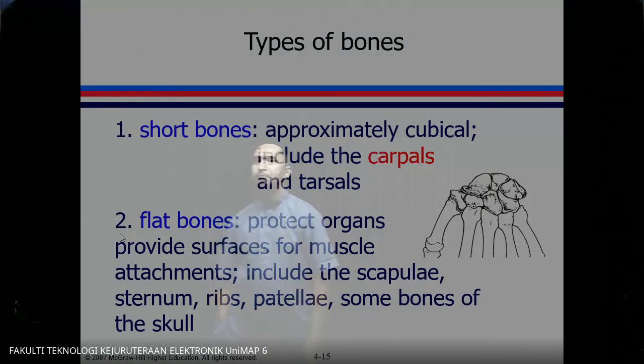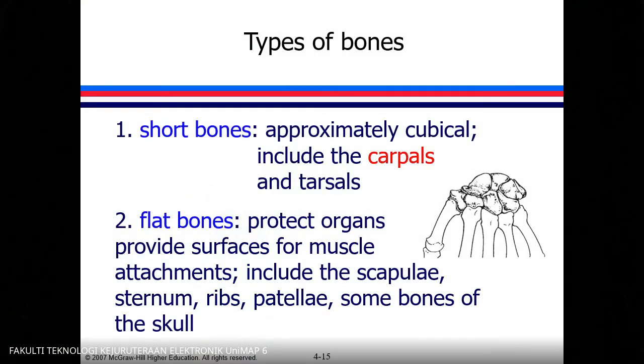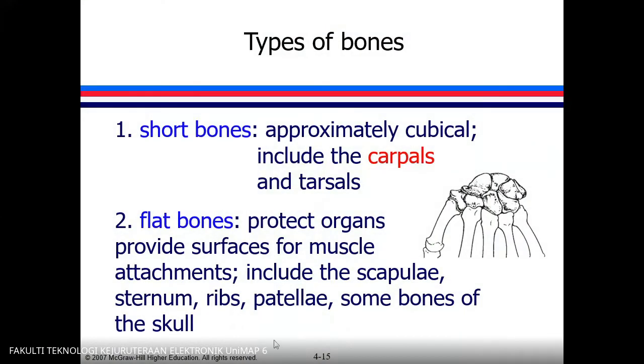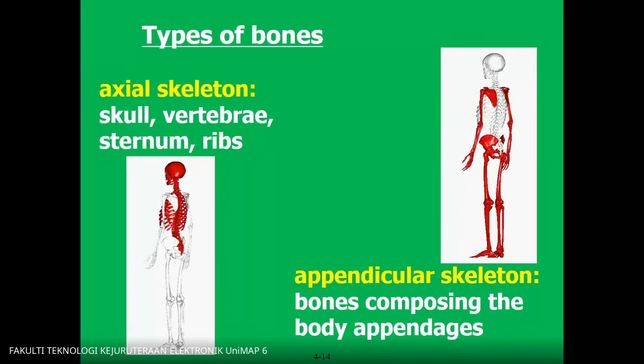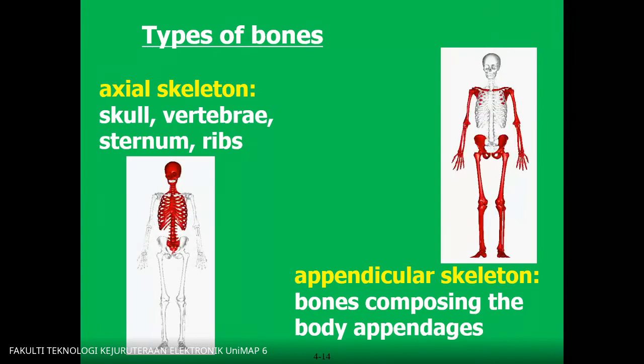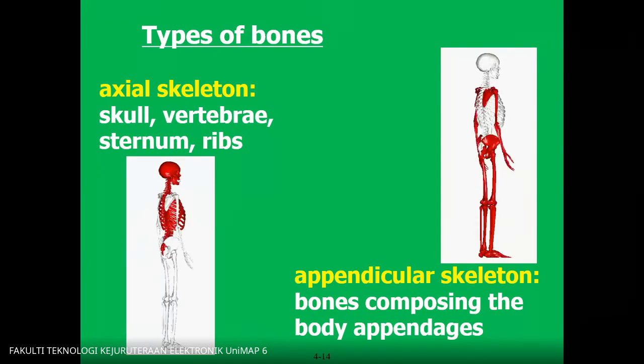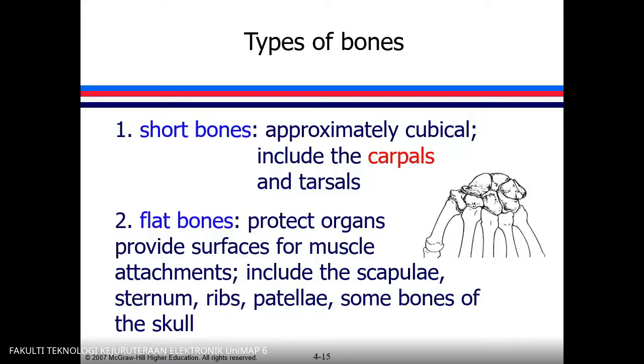When you see here, this is like a subdomain. The main domain is those two types. Okay, this is the main type, axial skeleton and appendicular skeleton. Okay, the main domain. And then we move to the subdomain.